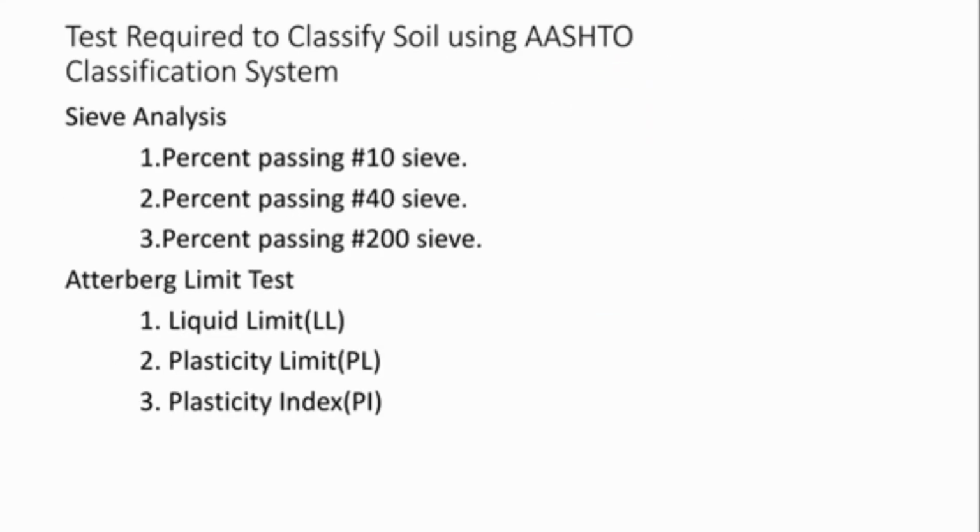Next, these are the tests required to classify soil using the AASHTO classification system. There are 2, the sieve analysis and the Atterberg limit test. Under the sieve analysis, there are 3. Number 1, percent passing number 10 sieve. Number 2, percent passing number 40 sieve. And number 3, percent passing number 200 sieve. For our Atterberg limit test, we will have 3. First is the liquid limit, 2 the plastic limit, and 3 is the plasticity index.